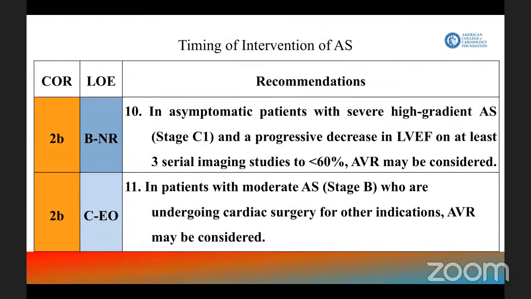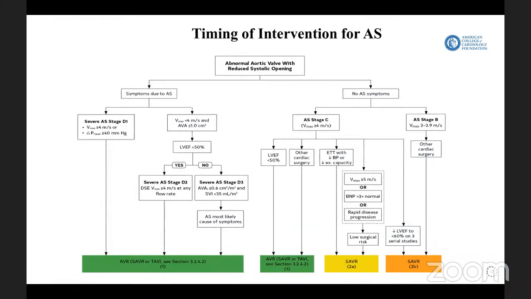And for asymptomatic patients with severe high gradient aortic stenosis, stage C1, with progressive decrease in left ventricular ejection fraction on at least 3 serial imaging studies to less than 60%, then AVR may be considered as a class 2B. For patients with moderate aortic stenosis who are undergoing cardiac surgery for other indications, AVR may be considered as a class 2B. And this diagram summarizes the timing for intervention of aortic stenosis as we discussed.